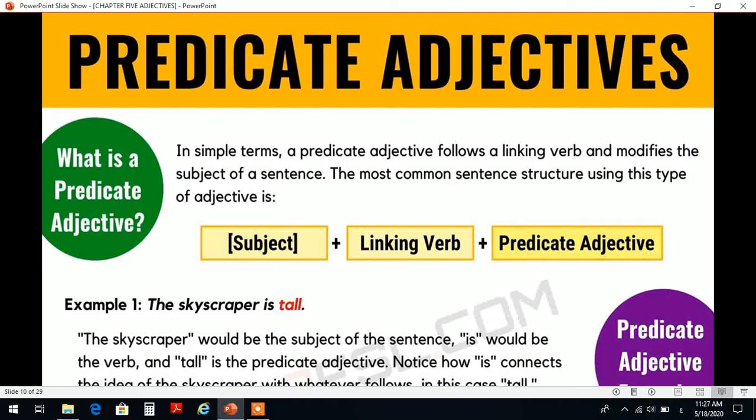The most common sentence structure using this type of adjective is, as you see, we have the subject followed by the linking verb followed by the predicate or predicative adjective. As you see here, the example, the skyscraper is tall. So tall is a predicative adjective. Before it we have a linking verb which is verb to be, is, and its function here is subject complement because it describes the subject.